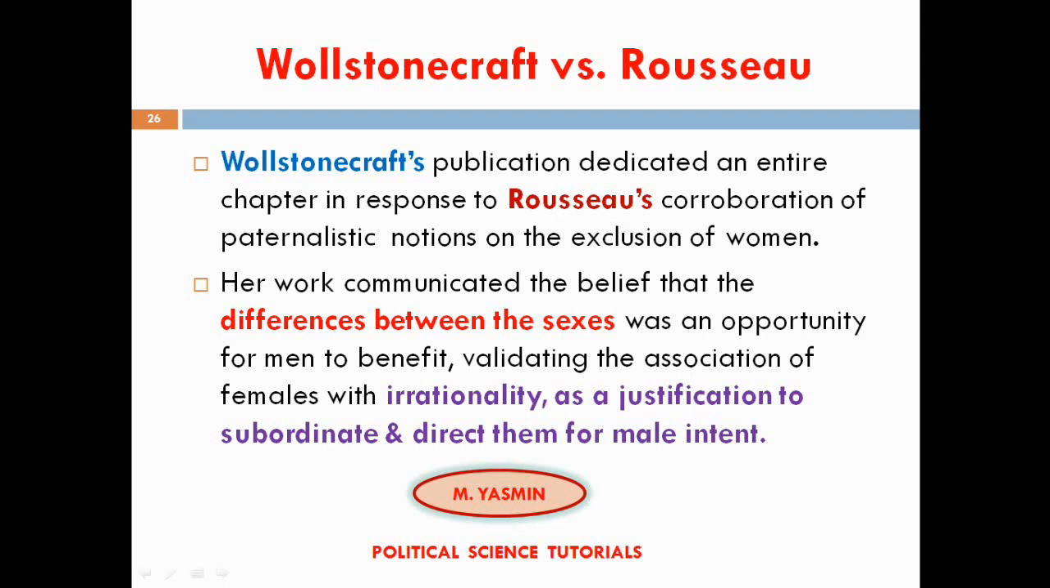Her work communicated the belief that the differences between the sexes were an opportunity for men to benefit, validating the association of females with irrationality as a justification to subordinate and direct them for male intent.